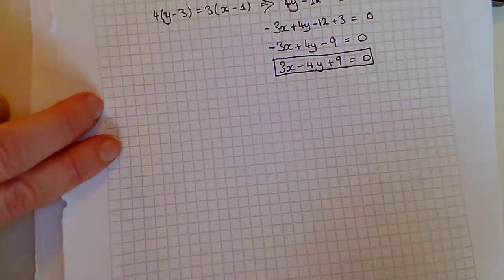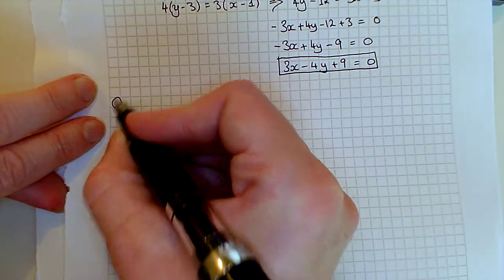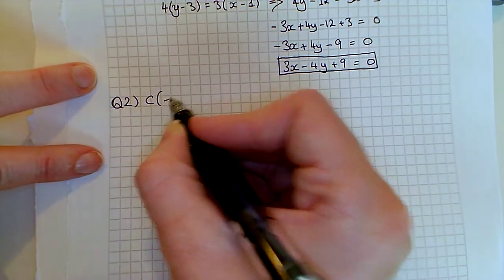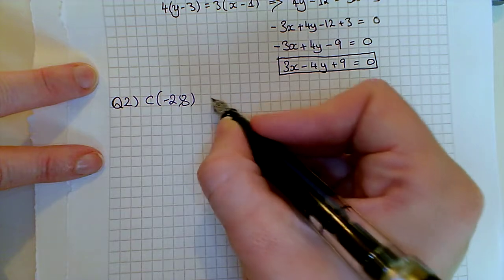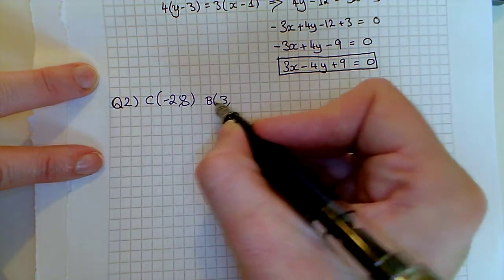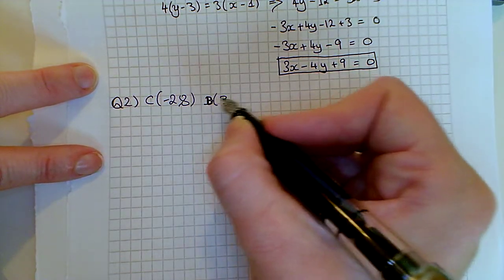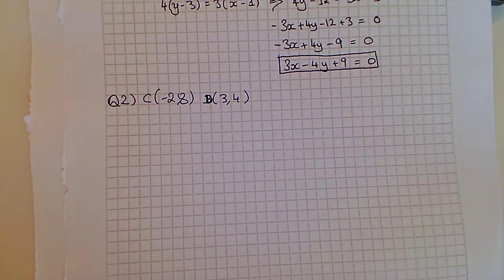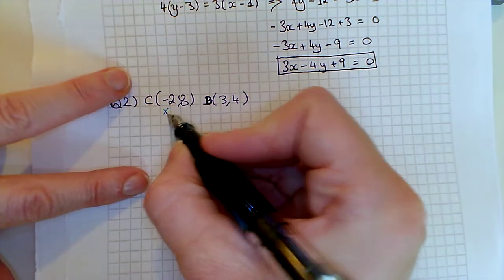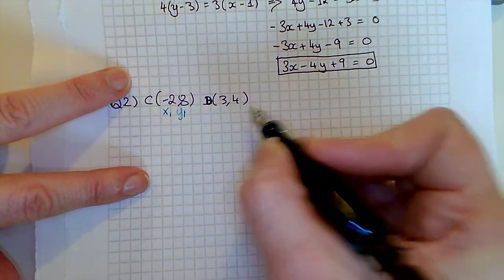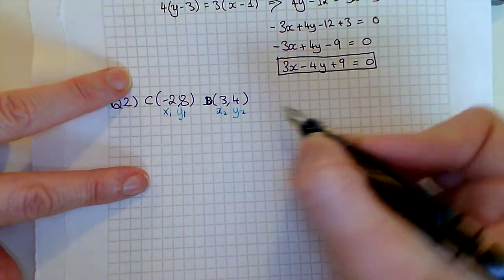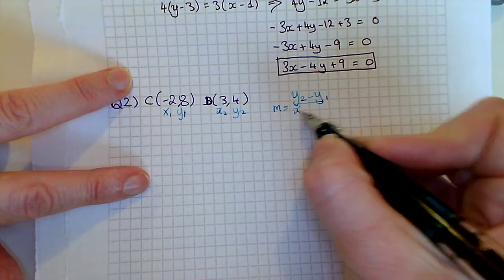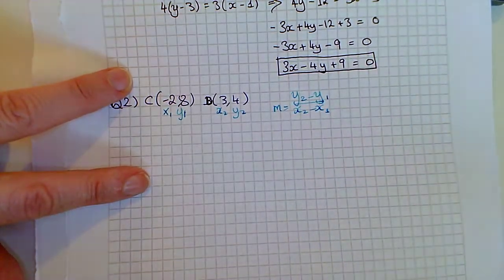Let's go through the second one that I gave you. Question 2. The points were C, which was (minus 2, 8), and D, which was (3, 4). Again, I'm going to label my points x1, y1, x2, y2, and find my slope. The difference between the y values divided by the difference between the x values.